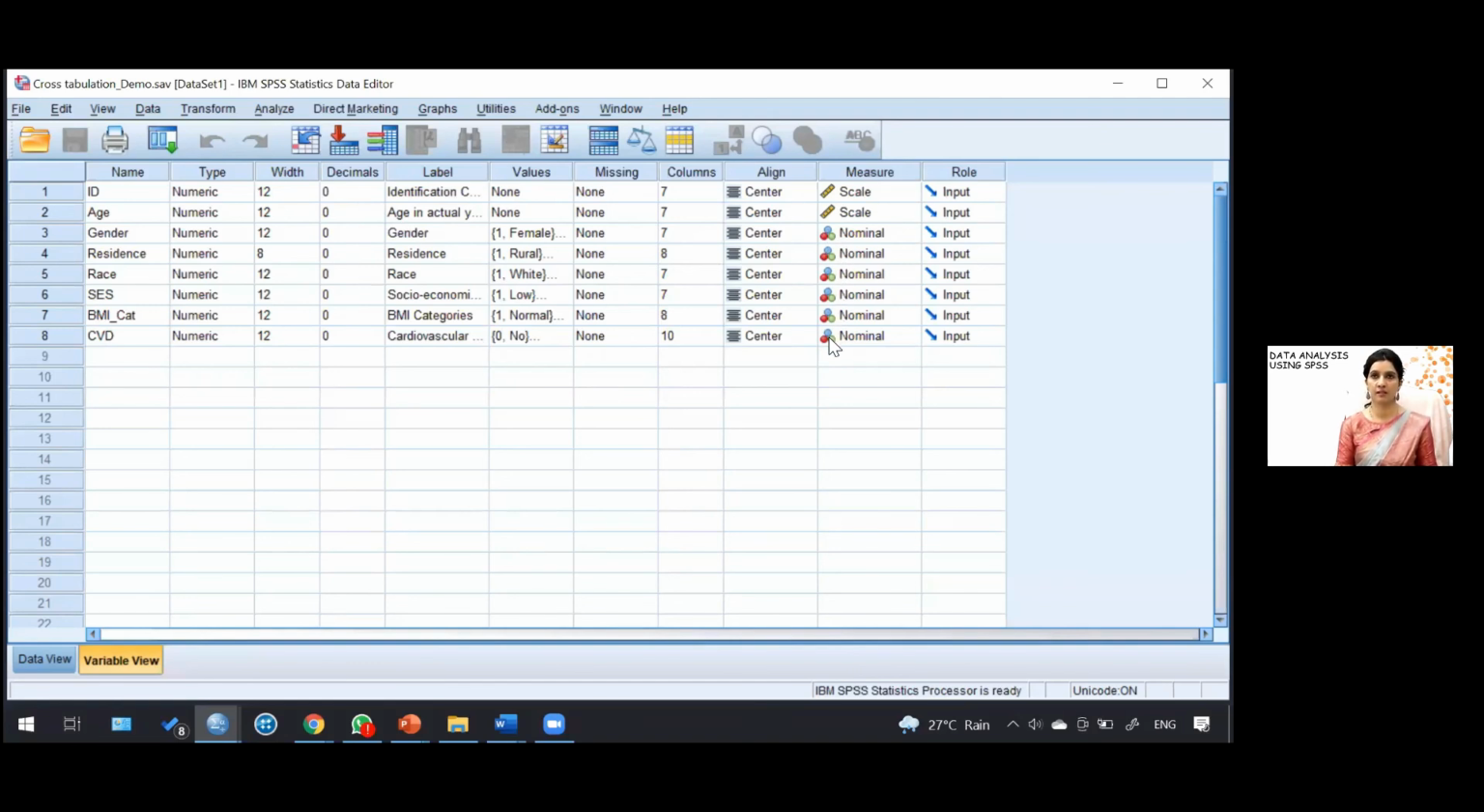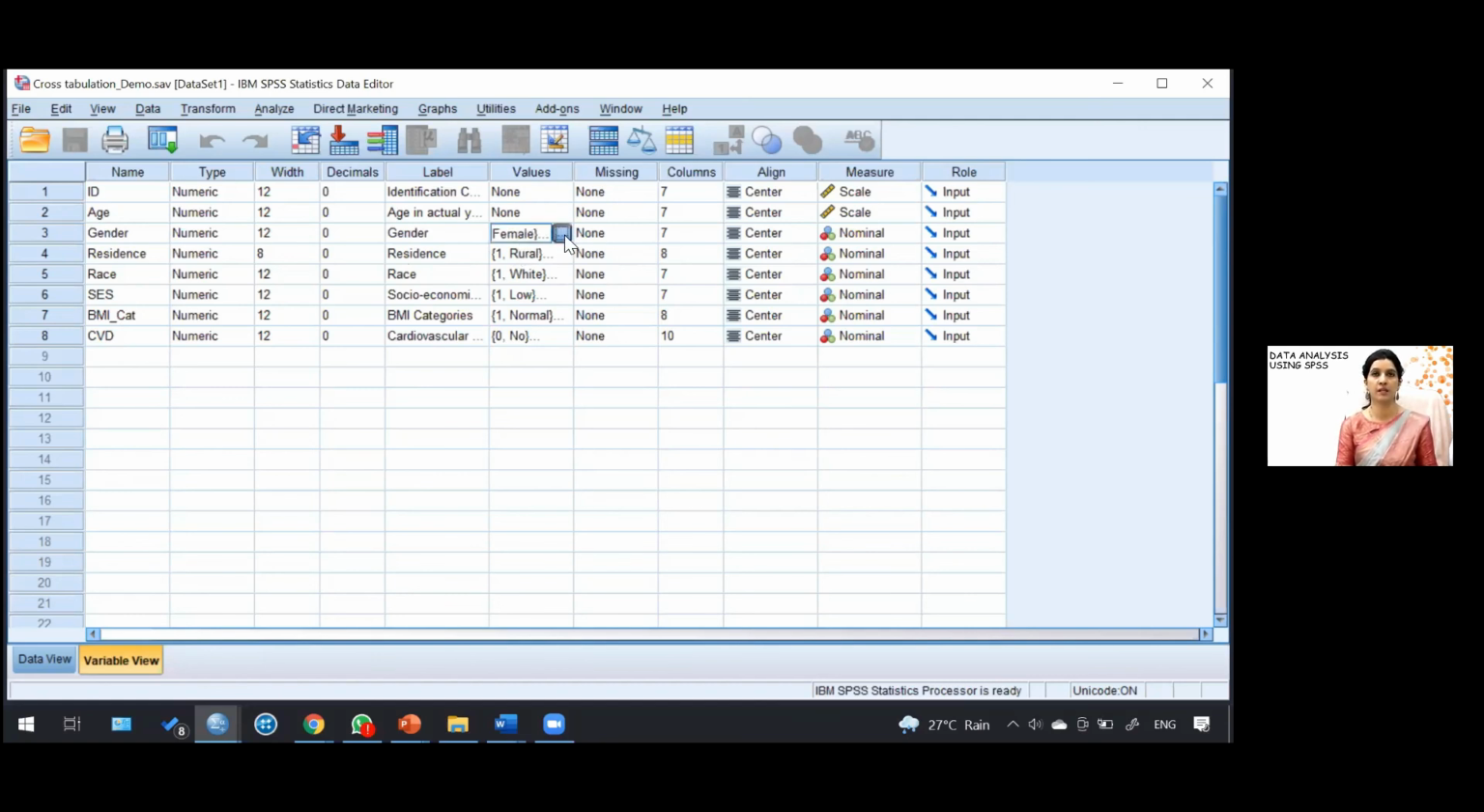We discussed that this is shown by the icon, a 3-petal flower. That's how it is a nominal variable. The role here was not changed, but you should change it to none, because the role is input everywhere. The other things are okay. Then you should see the coding also.